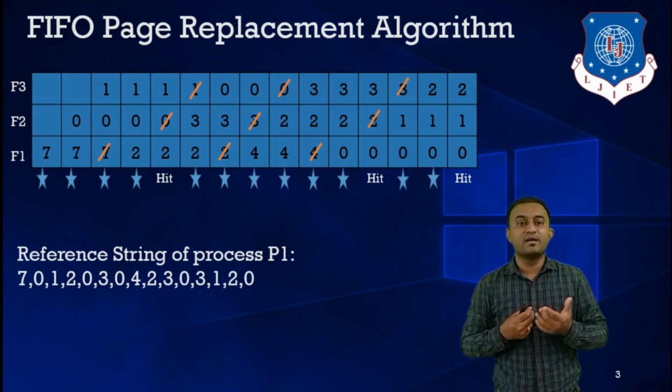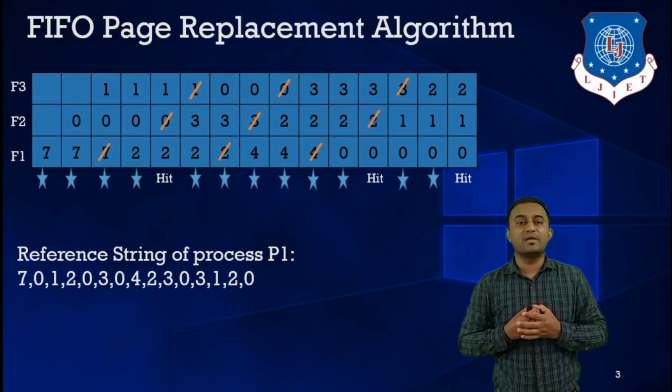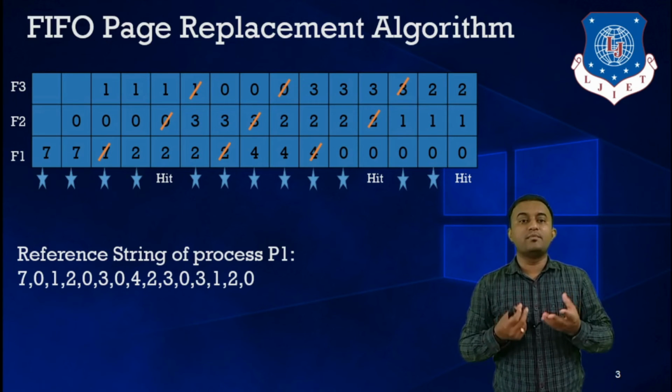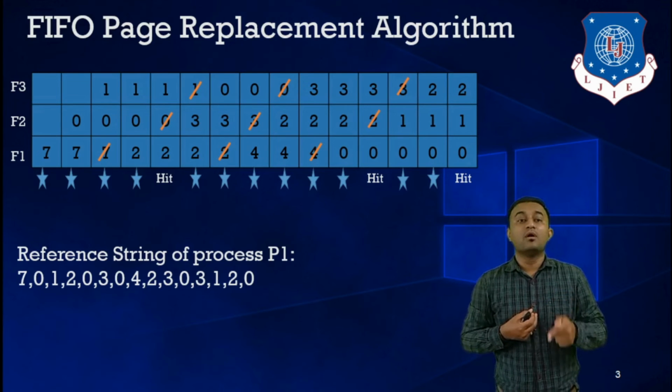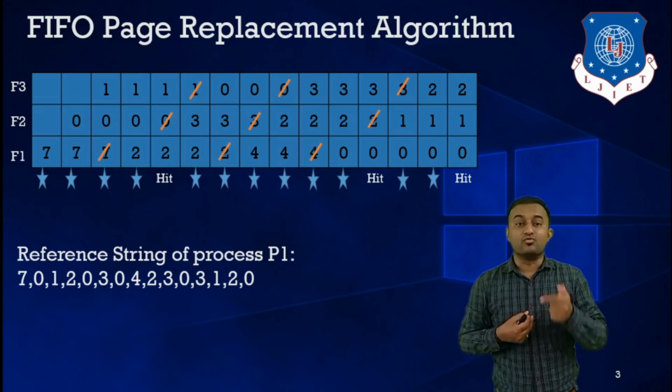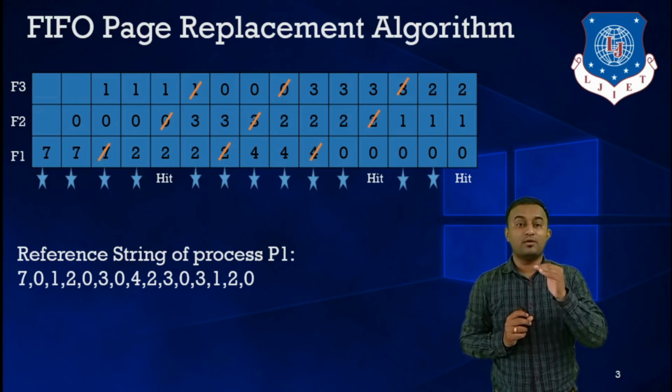Now the next page is 3. First of all we need to check whether 3 is already available in the main memory. 3 is not available, so definitely it needs to be brought in. Which value will it replace? Definitely first in first out. Earlier we used F1, now we need to use F2, so 0 needs to be replaced with 3. Is there any page fault? Definitely it is a page fault. So the updated values in the upcoming column are 2, 3 and 1.